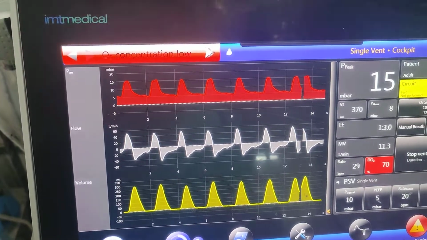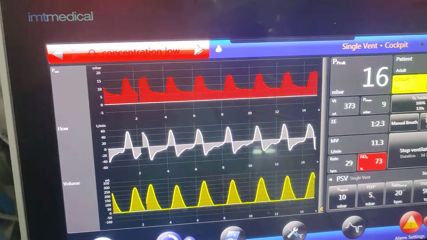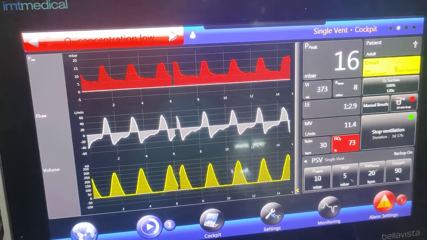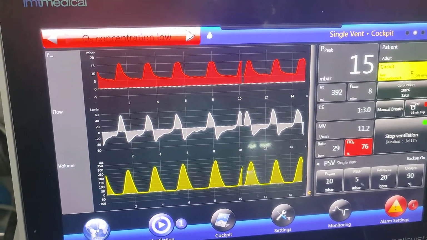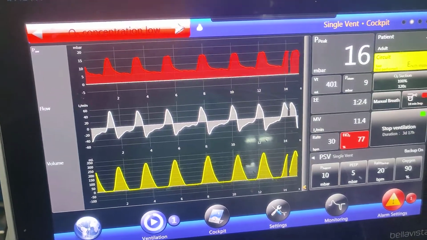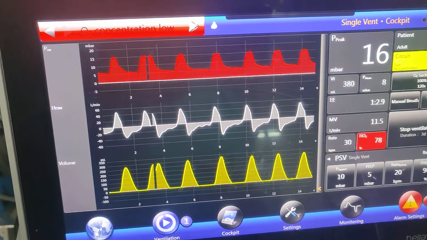Let's suppose peak pressure is raised but plateau pressure is normal. It means that there is a problem in the resistance. So resistance may be either in the endotracheal tube or in the bronchus, maybe due to bronchospasm or mucus plugging or external compressions. Mainly the problem will be the resistance.